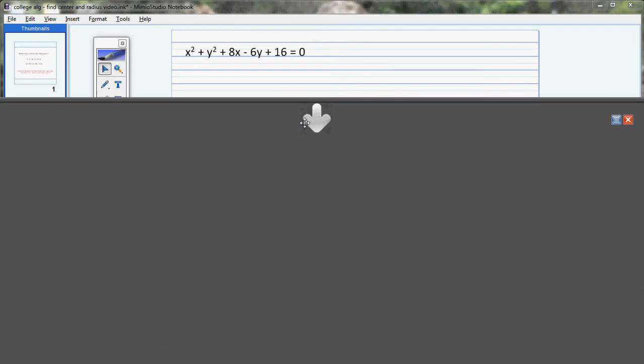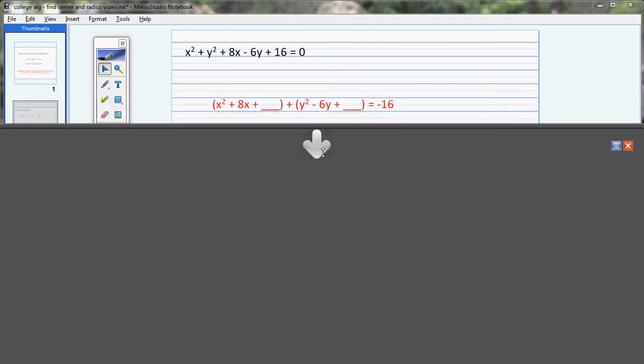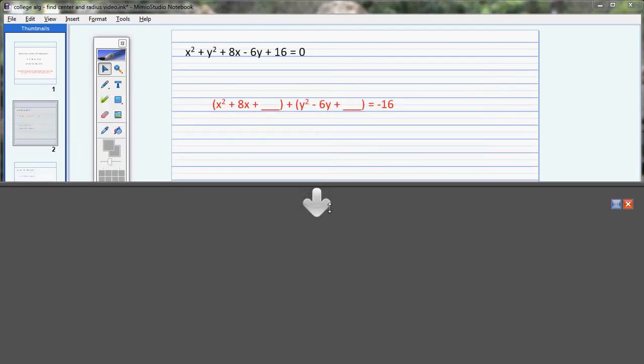It says x squared plus y squared plus 8x minus 6y plus 16 equals 0. Now the first step in complete the square was to divide by the number in front of the x squared. We don't have a number in front of the x squared, so we get to go to the next step. The next step tells you to get it in the order you need.